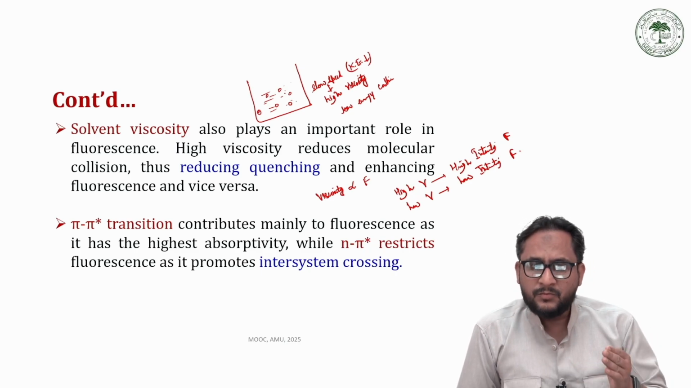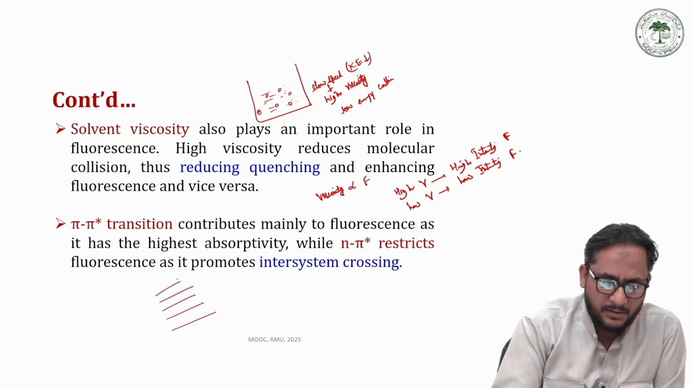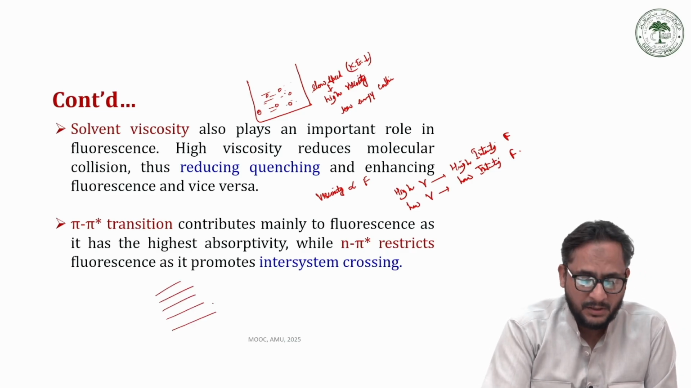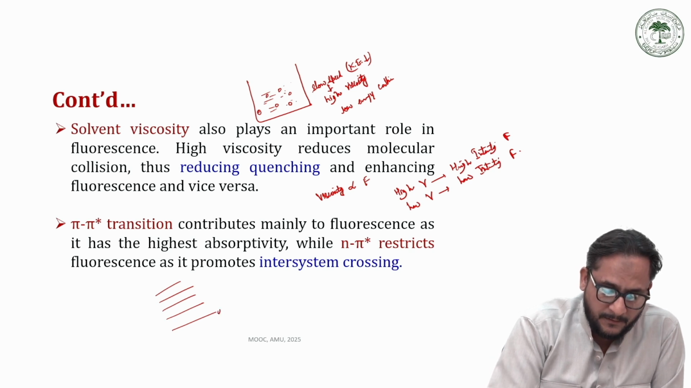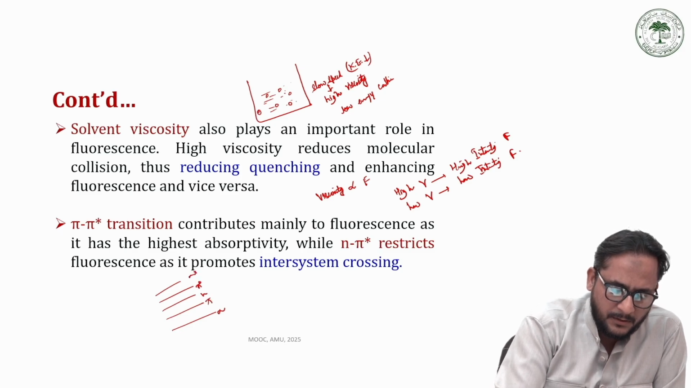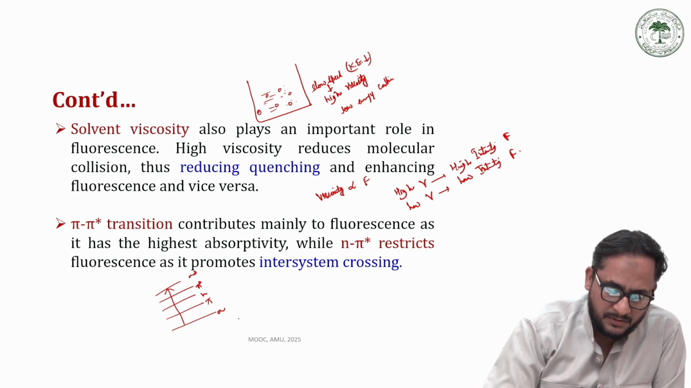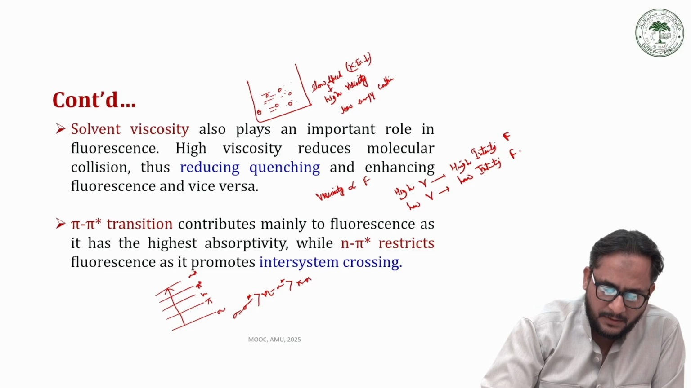Then comes the pi star transition. Since I explained to you yesterday the different types of transitions: sigma to sigma star, pi to pi star, n to pi star, and n to sigma star. The transition that requires the largest amount of energy is the sigma to sigma star transition. Then we have the n to sigma star transition, then in terms of energies comes the pi to pi star transition, and then we have the n to pi star transition.